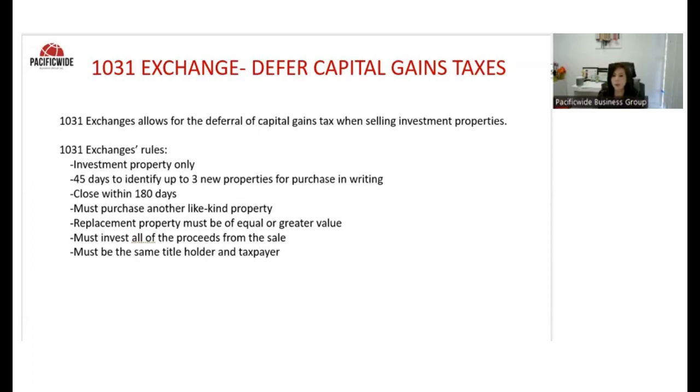The replacement property must be of equal or greater value. If you're selling a $2 million home, now you have to purchase something $2 million or more. And sometimes when you sell a property for $2 million and you have so much money in it, you don't want to end up buying just one other property for $2 million. You can buy two properties or three properties from that $2 million. For example, you sold the property for $2 million, right? And then at the end you bring home like $1.8 million in liquid asset in cash.